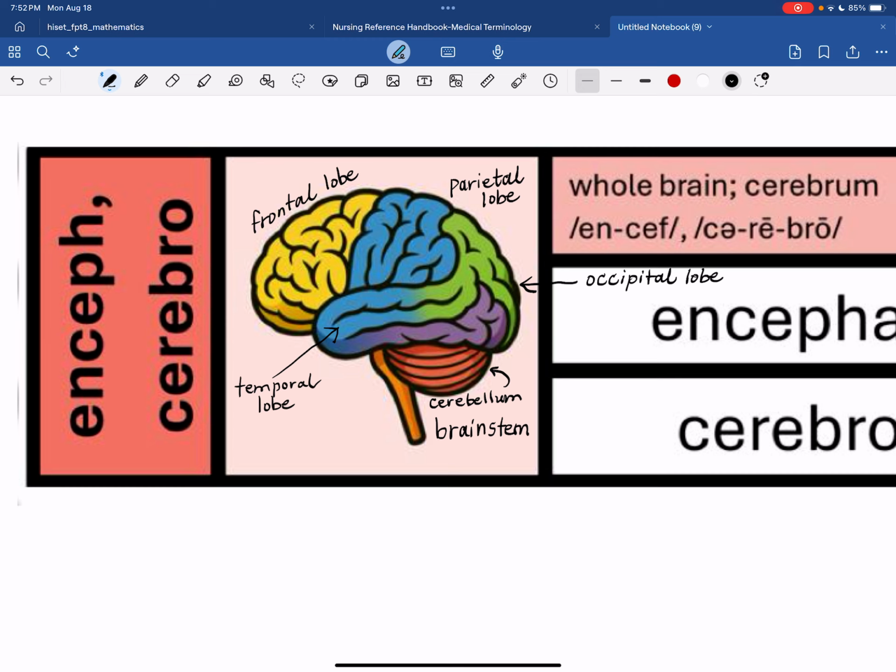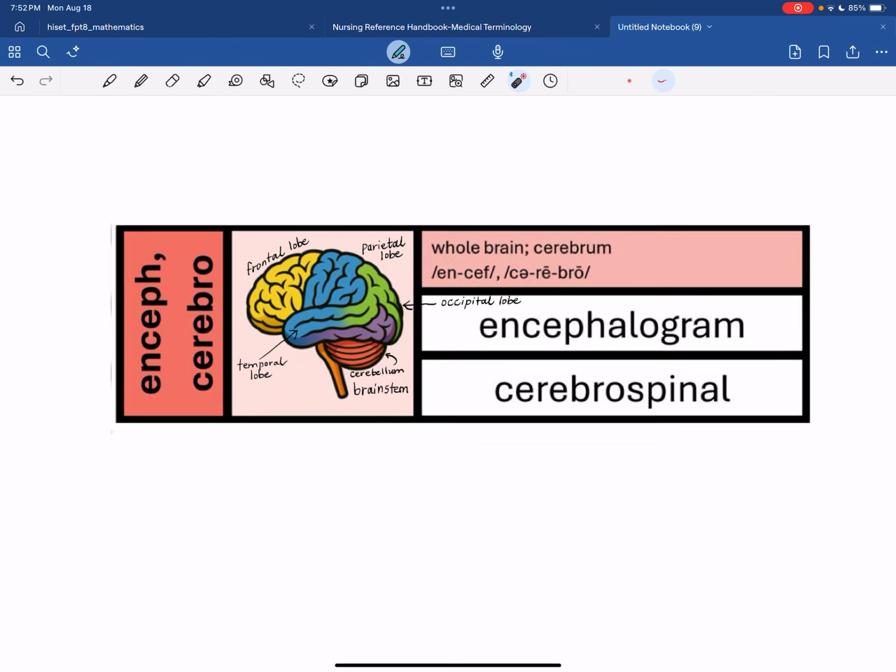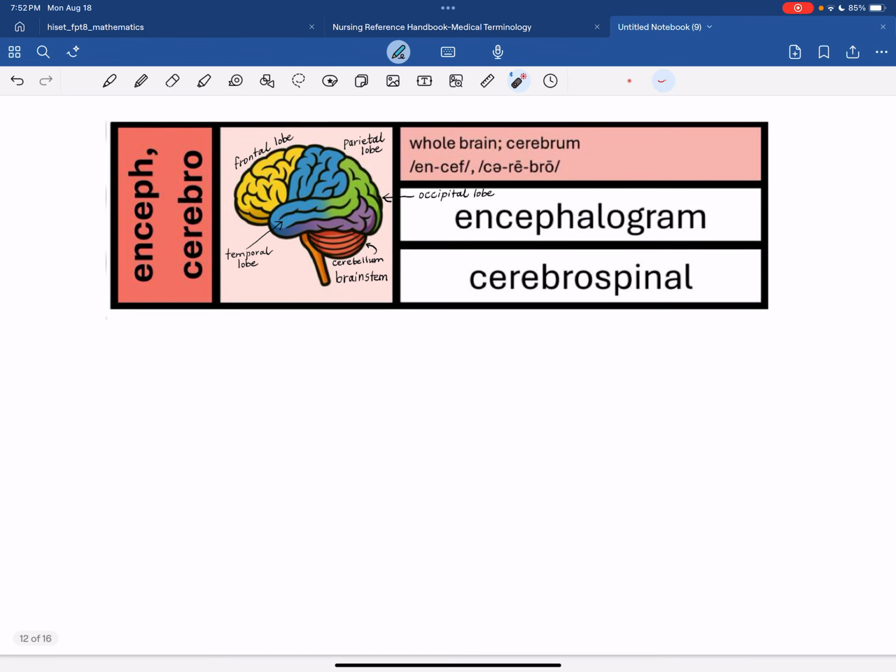Enceph refers to the whole brain, the entire brain. Cerebrum refers to the four lobes. So this is Cerebro. Enceph is the entire brain. So these words are similar but not synonymous.